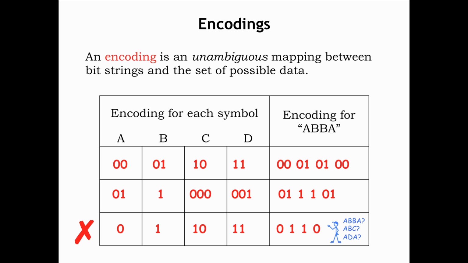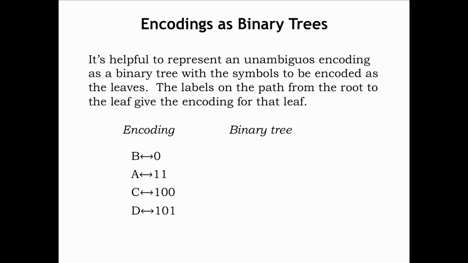Graphically, we can represent an unambiguous encoding as a binary tree, labeling the branches from each tree node with 0 and 1, placing the symbols to be encoded as the leaves of the tree. If you build a binary tree for a proposed encoding and find that there are no symbols labeling interior nodes and exactly one symbol at each leaf, then your encoding is good to go.